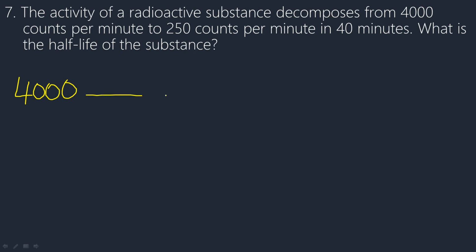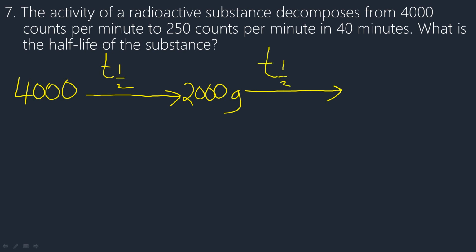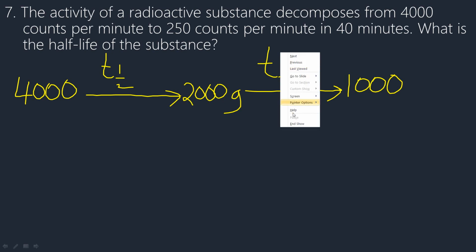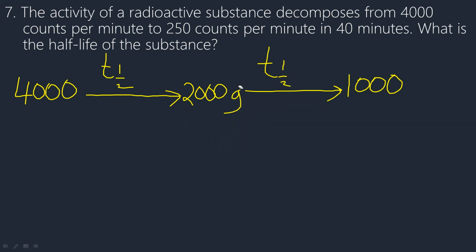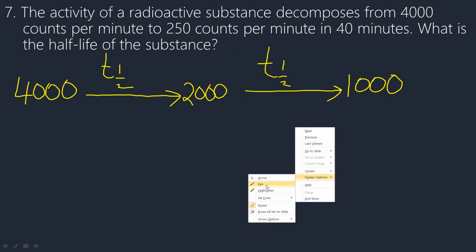So after one half-life, which is after t1/2, it will become a half. 4,000 divided by 2, you get 2,000. After another half-life, because they told us it decomposes to 250, we just keep dividing by 2 until we get 250. So after another half-life, we get 1,000. I'm putting grams. This is not true. Sorry, I made a mistake. We are saying the activity, which is in counts per minute, not grams. Sorry about that, please.